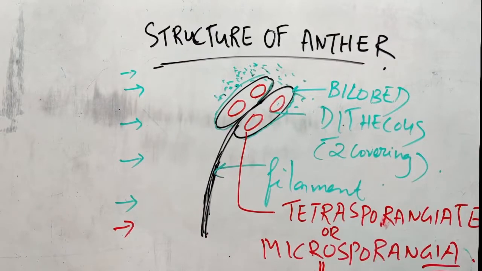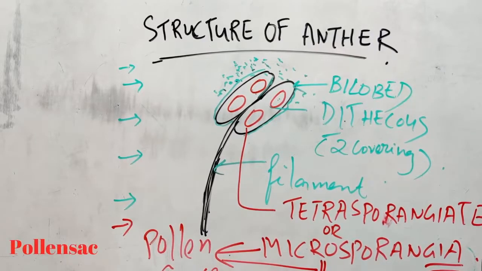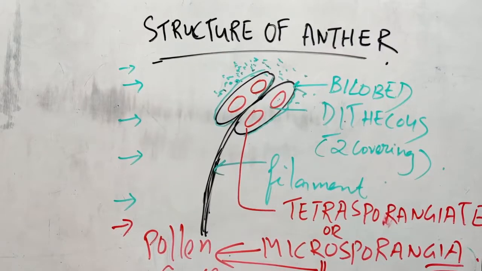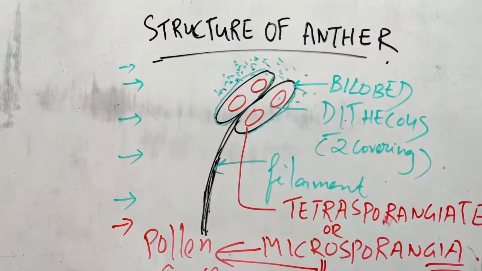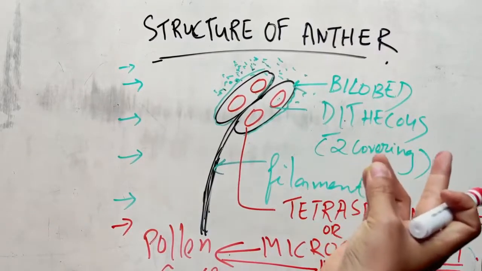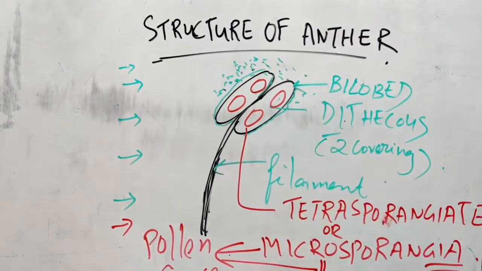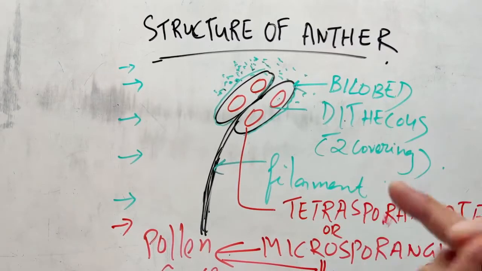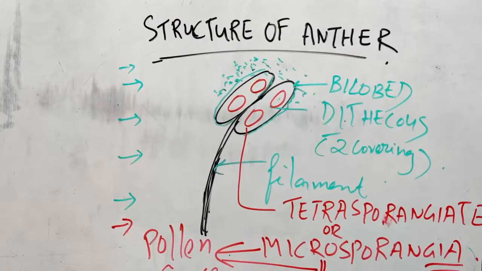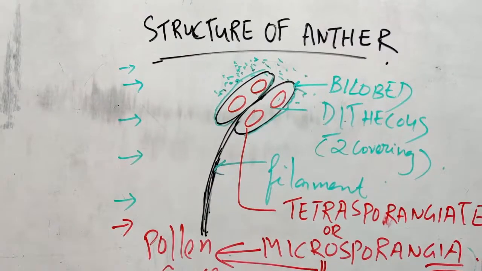We also call them pollen sacs. They are the structure which contains the pollen grains, so microsporangia later develop into pollen sacs. The name changes but the structure is the same. So in the structure of the anther, number 1 is the two lobes, it is bilobed; number 2 is the covering, the theca, so it is dithecous; and inside are four tetragonal structures, the tetrasporangia or microsporangia, also called pollen sacs. Clear?